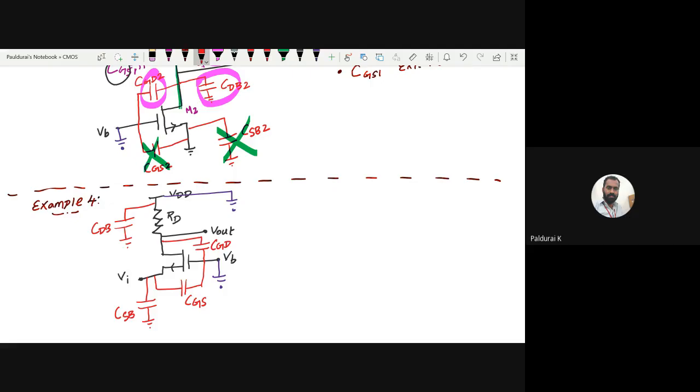Who can be removed? ஏன்னா அது எங்க இருக்கு? Drain to bulk, right? So this is not the correct one. Drain இங்க தானே இருக்கு. This is my drain to bulk.